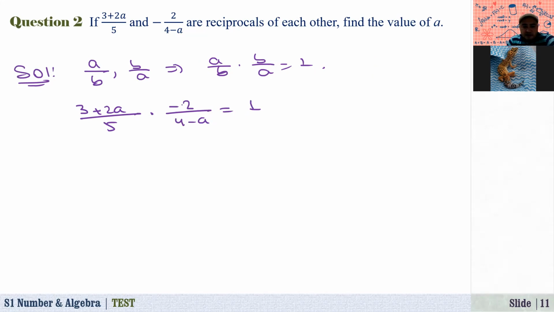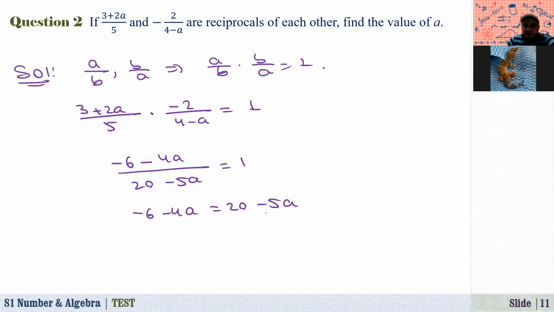Now let's simplify the fraction. Negative 2 times 3, that is negative 6, minus negative 2 times 2a, it is 4a, over 5 times 4, 20, minus 5a, that's equal to 1. And since one fraction is equal to 1, the numerator equals the denominator, that is minus 6 minus 4a should be equal to 20 minus 5a. Take minus 5a to the right-hand side, minus 4a plus 5a. And here we have 20, negative 6 to the right-hand side, plus 6. Now from here, the value of a is equal to 26.